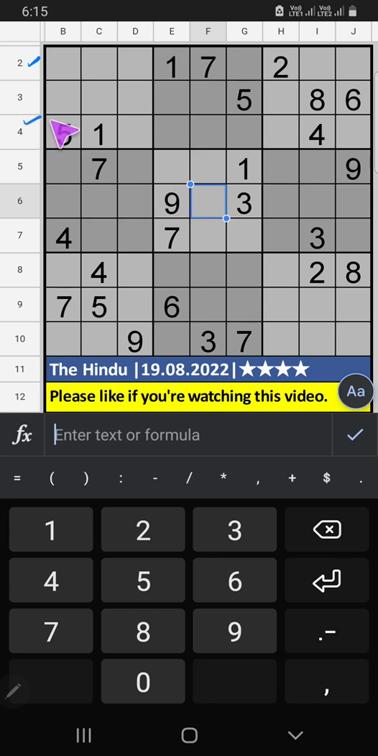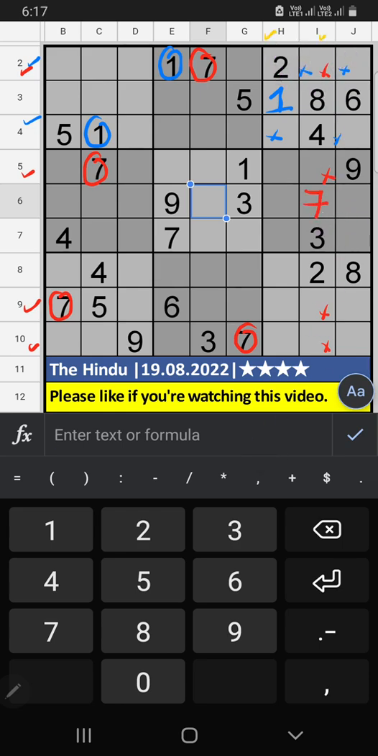Second row and fourth row we have 1. So 1 can't come in these cells. Then 1 is confirmed here. 10th row, 9th row and second row we have 7. Fifth row also we have 7. So 7 can't come in these cells. Then 7 is confirmed here.